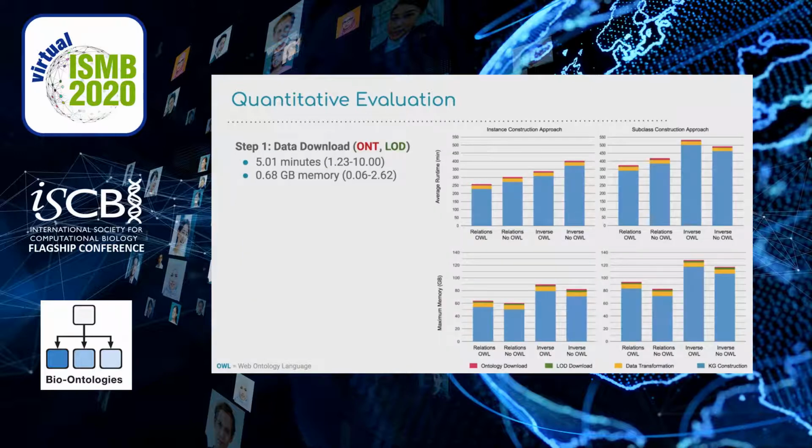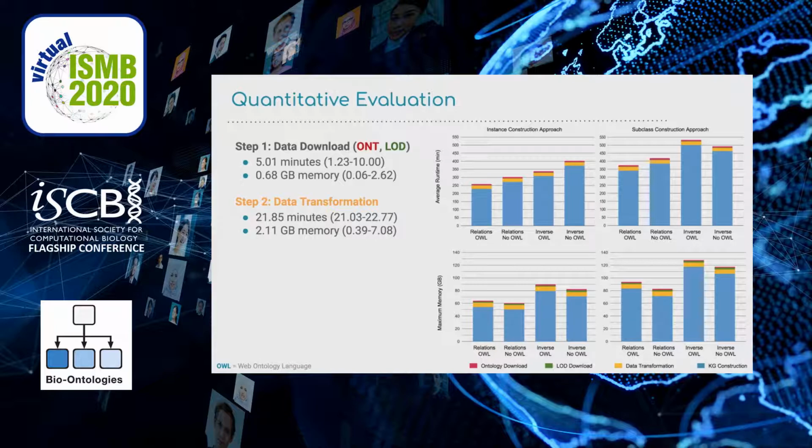This slide shows the computational performance of the 3 different build steps across the 8 different knowledge graph builds. The top 2 plots show the average runtime in minutes, and the bottom 2 plots show the average memory use in gigabytes. The plots on the left represent the results for the instance-based construction builds, and the plots on the right show the subclass-based construction builds. So on average for step 1, which was the step used to download ontology and linked open data, it took about 5 minutes and used less than a gigabyte of memory to complete.